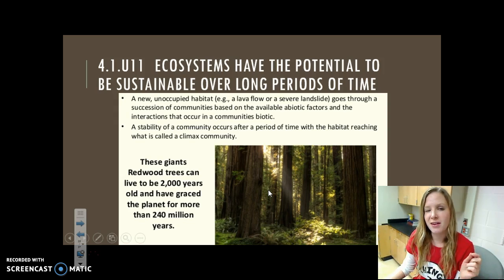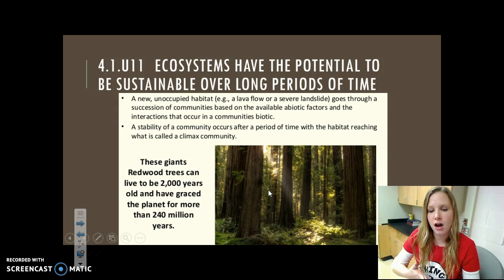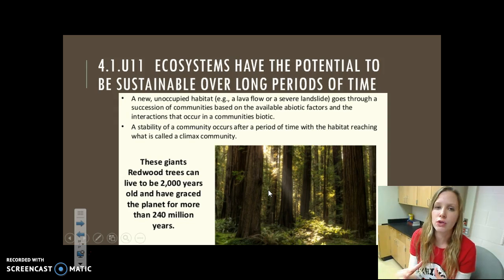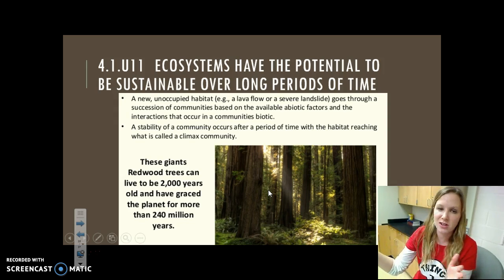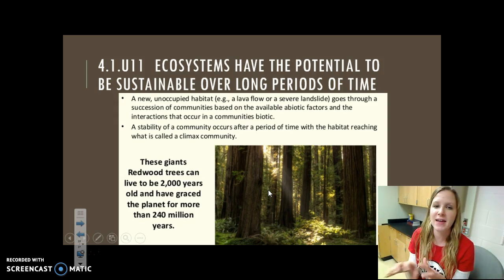However, when ecosystems are brand new, like an unoccupied habitat, such as the first island, so the Hawaii Islands, when that lava was flowing and creating an island, or if you totally wipe it out because of a landslide or whatever natural disaster you want to talk about, a tsunami, whatever, and you have bare rocks, bare soil, nothing. It goes through a step-by-step process. It's called succession.